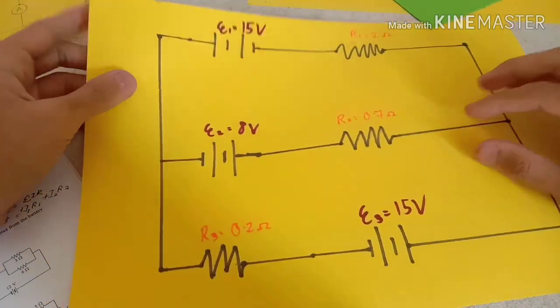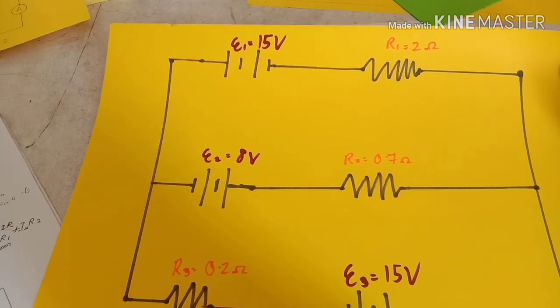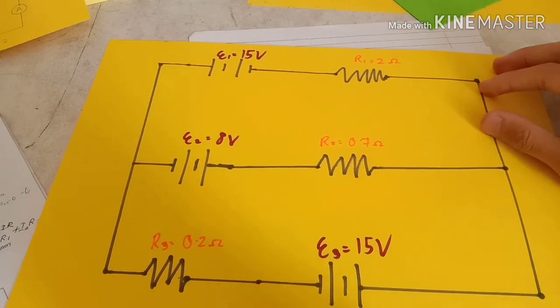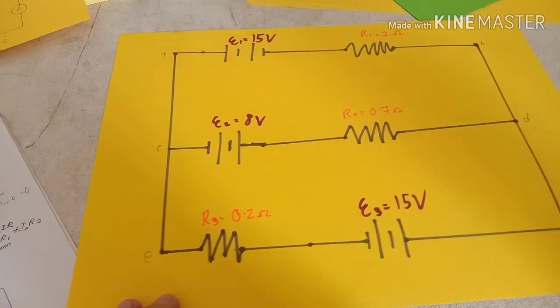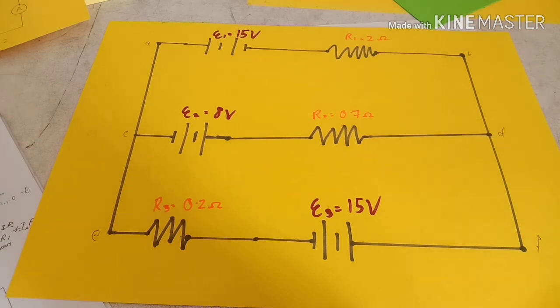Okay, now the second question here is a bit tricky. As you can see, this circuit already looks complex. So wait, I'm missing a few things. Hold on. Okay, I was missing a few of the letters on the junctions here, which is okay.